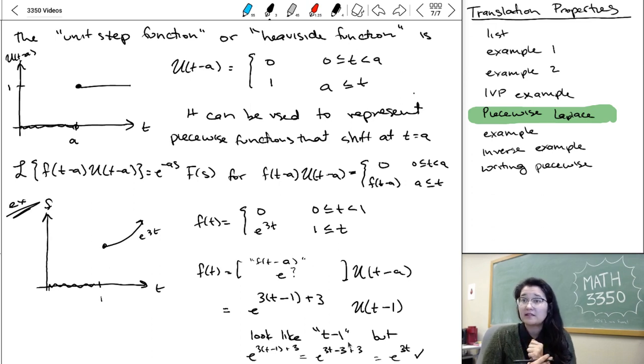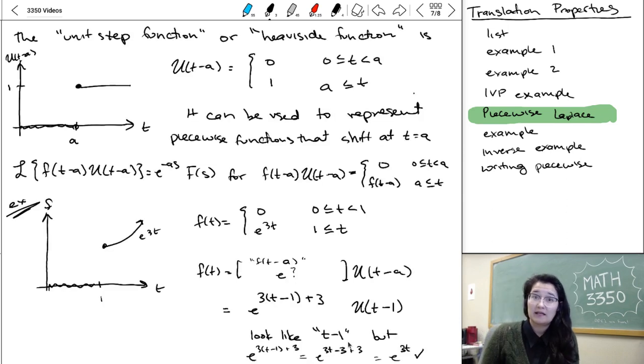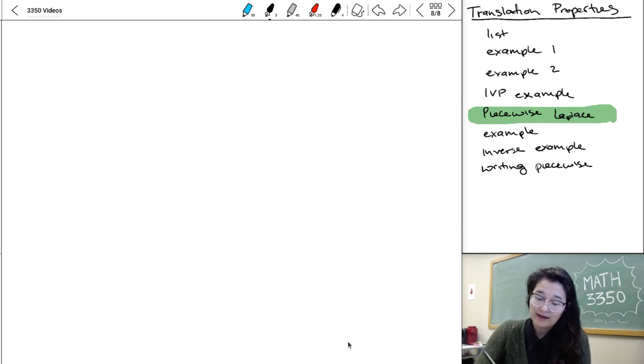Now that it's represented in this form, I could go ahead and take Laplace. Sorry, I'm going to do an example. So please pause if you need more time here. But once I've written a function like this, I can use my Laplace property. And I want to show you how that works.